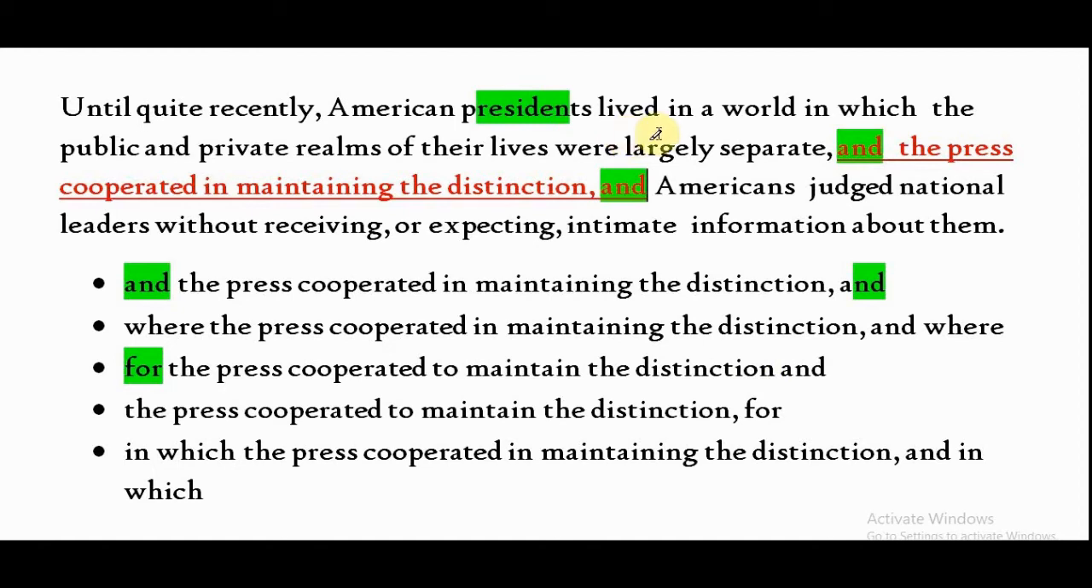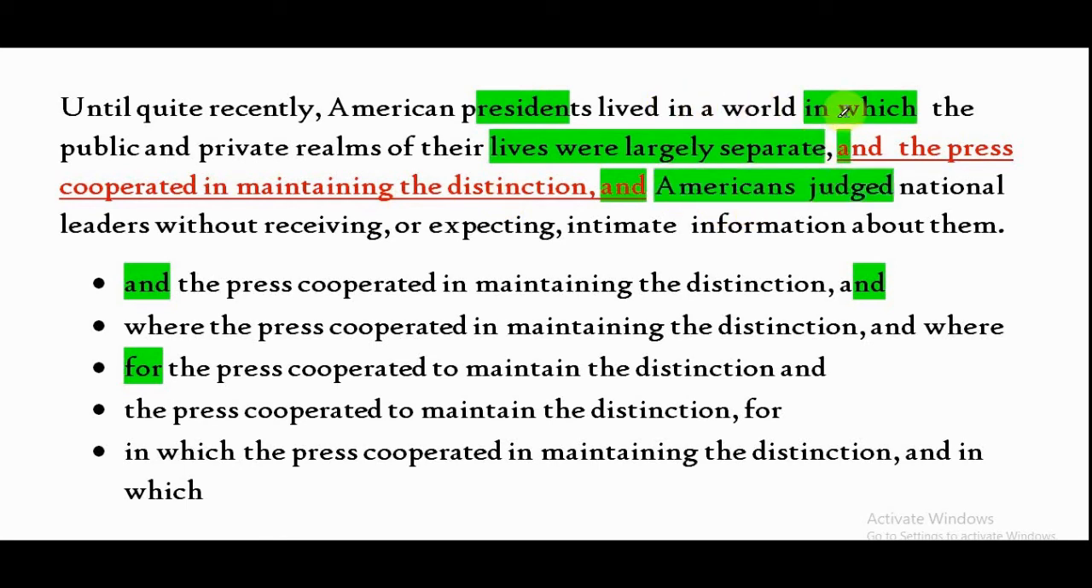What is the correct entity here? The correct entity is: American president lived in a world in which public and private realms of their lives were largely separate, in which the press cooperated in maintaining distinction, in which Americans judged. So in a world in which X, in which Y, in which Z, and that is option E.